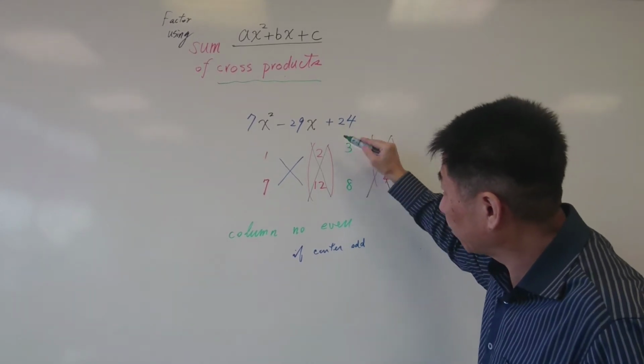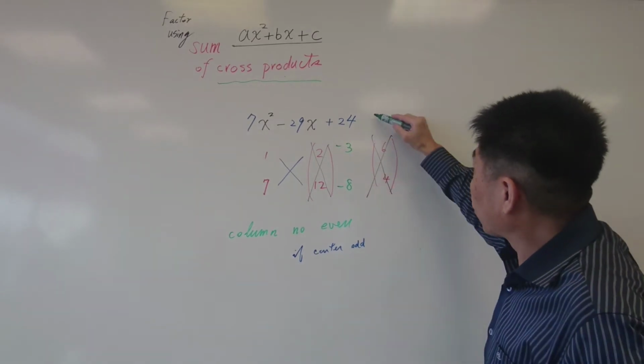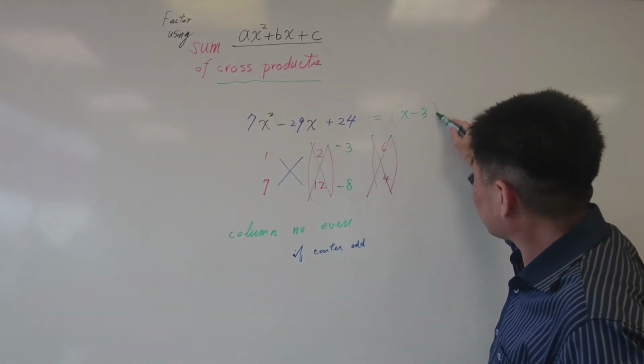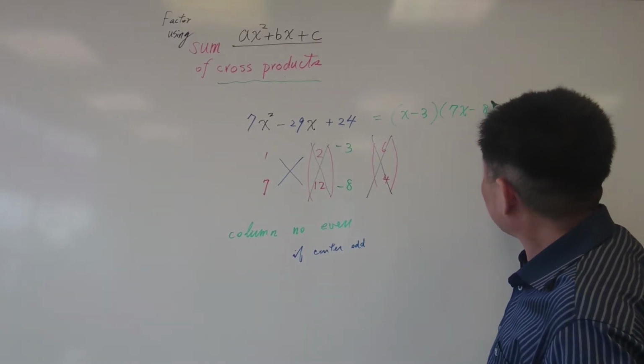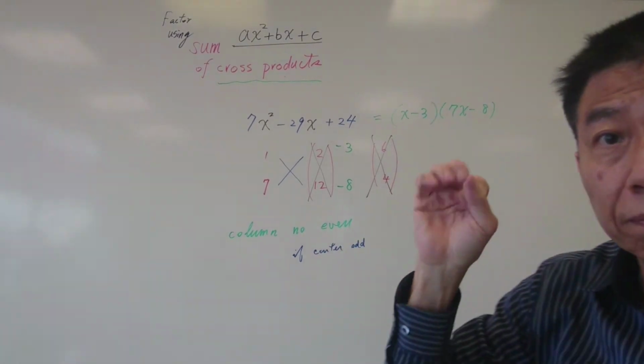This one negative, this one positive, then this one negative, so they must be both negative. So therefore, the answer is 1x minus 3 and 7x minus 8. Check it. Minus 21 minus 8, minus 29, and it is perfect.